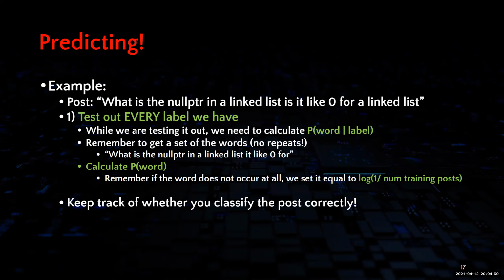Let's say I have this post right here. I have no label for it. Well, technically we do have a label. We use that for accuracy, but we're not allowed to use it. So all we're given here is this post: what is a null pointer in a linked list? And is it like 0 for a linked list? Question mark. Our job is to figure out, okay, what is the most likely tag for this?